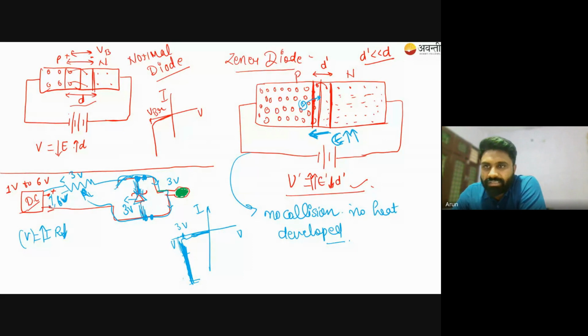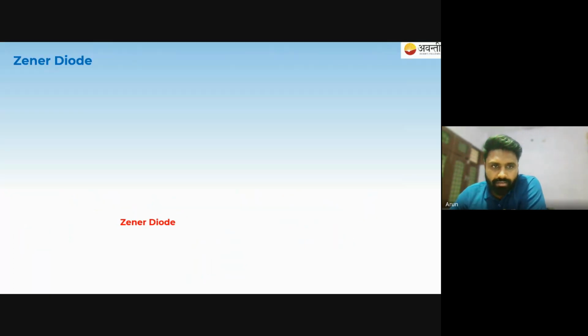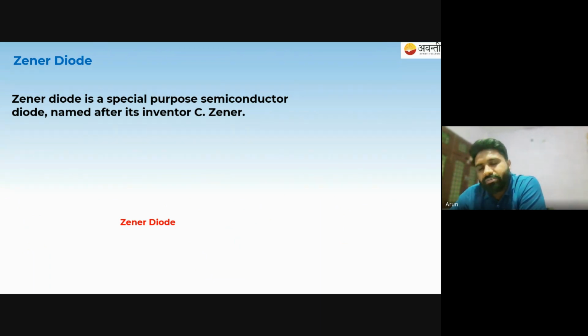I hope you are clear with this Zener diode. If anyone has any kind of doubt, they can ask immediately. Okay. So Zener diode, this is for the purpose of your understanding, like for the notes purpose, although I have concluded all the things. So the Zener diode is a special purpose semiconductor named after its inventor C. Zener. So C. Zener is a physicist who developed this semiconductor, and it is purely made of silicon. Why silicon? Because silicon has a high thermal efficiency compared to germanium. Okay.